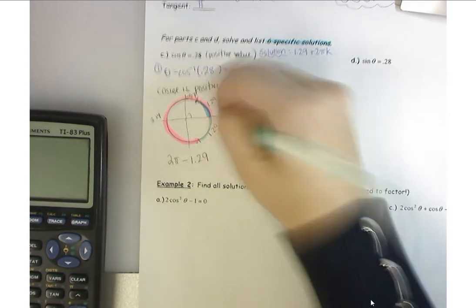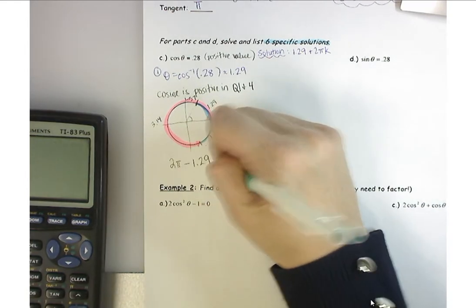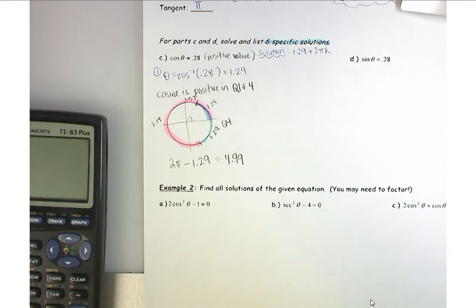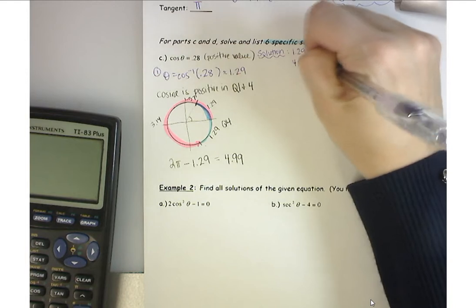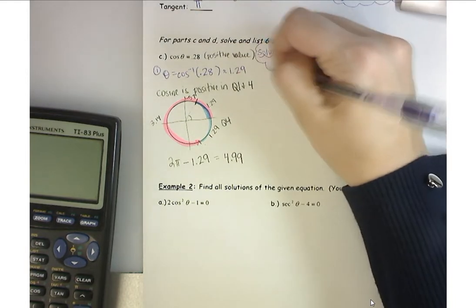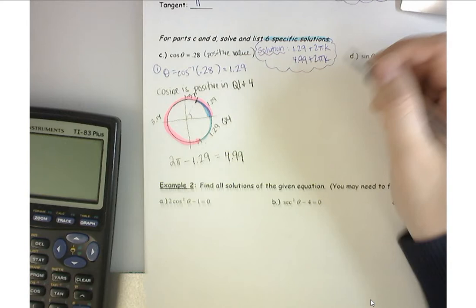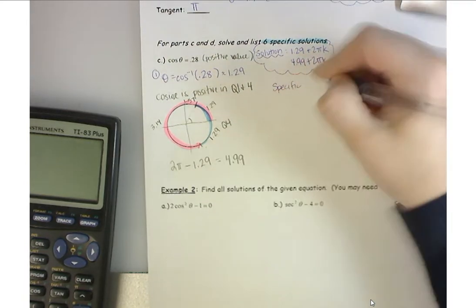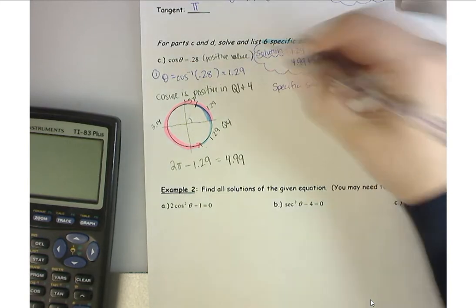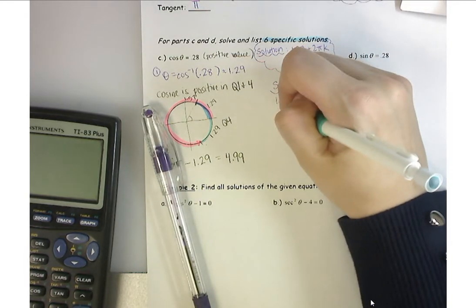Anytime you're in quadrant 4, if that's what you're trying to find, you can always do the 2 pi minus the 1.29, which is going to be 4.99. So then your other solution is going to be 4.99 plus 2 pi k. Okay, so those are your two solutions. Now we're going to list the 6 specific solutions. Okay, so one specific solution is just the 1.29.